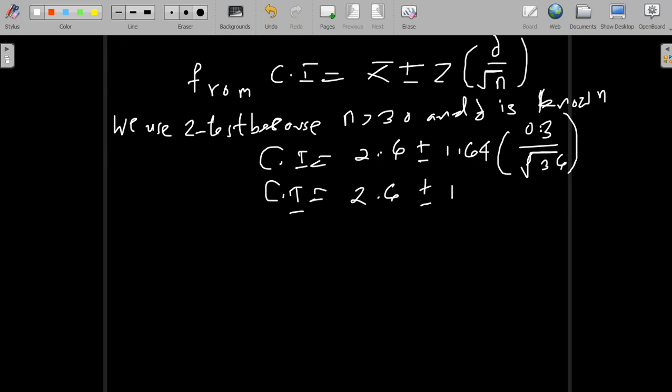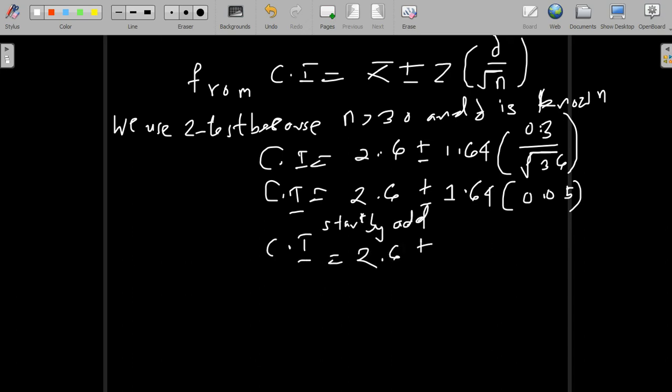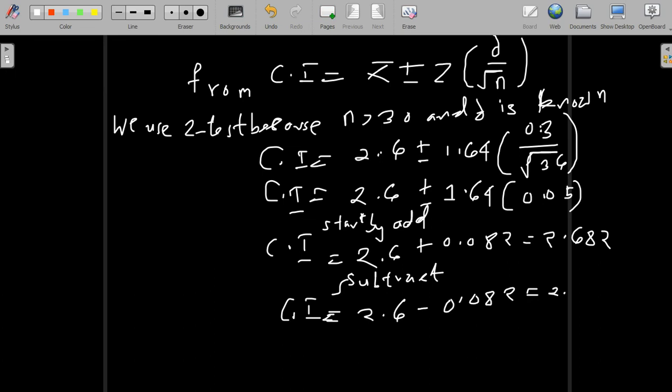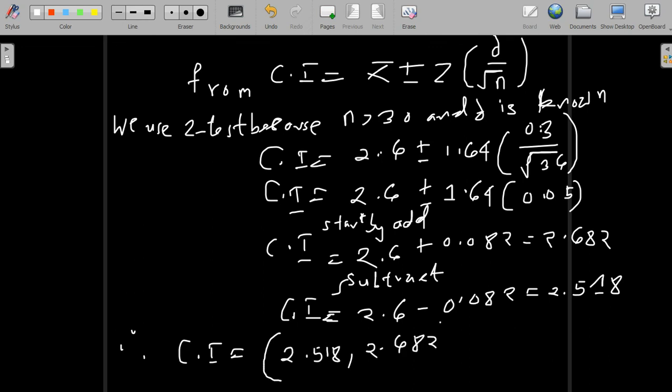So when we take out our values over there, we obtain a confidence interval equal to 2.6 plus or minus 1.64 bracket 0.05. We start by doing addition to obtain the answer, and then next we do subtraction to obtain the answer. So the confidence interval is equal to 2.6 plus 0.082, which is equal to 2.682. This is for the case of addition. In the case of subtraction, the confidence interval will be 2.6 minus 0.082, which is equal to 2.518. So the confidence interval will be 2.518 to 2.682 for the mean zinc concentration in the river.